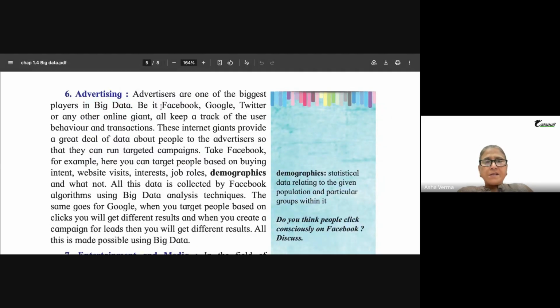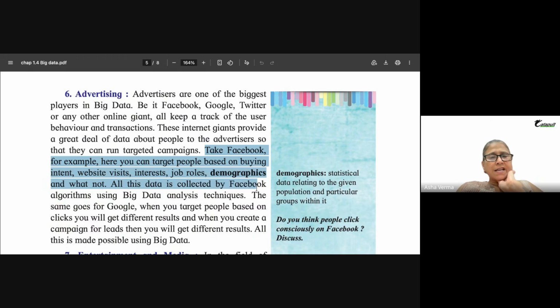It gets its data from Facebook, Google, Twitter, and so many other websites and also apps. These internet giants provide a great deal of data about people to the advertisers so that they can run targeted campaigns. Take Facebook, for example. Here you can target people based on buying intent, website visits, interests, job roles, demographics, and whatnot.